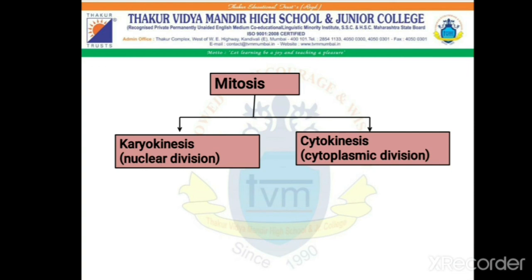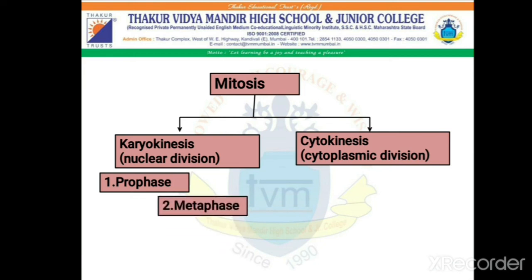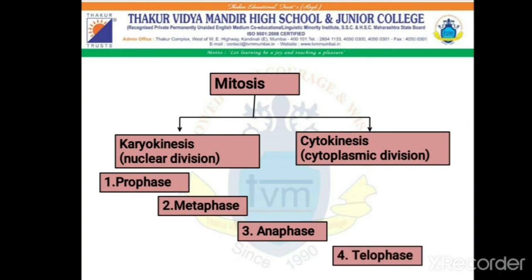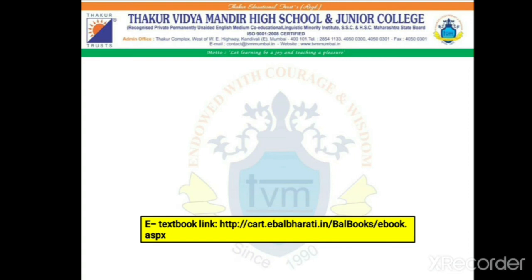Now, this karyokinesis is further divided into four stages. The first phase is called prophase. The second is metaphase. The third is anaphase. And the fourth is telophase. So these are the four phases which are carried out in karyokinesis. Once these four phases are completed, the cell will go for the next stage called cytokinesis. Now this karyokinesis and cytokinesis will be seen in the next part of this chapter. Thank you.